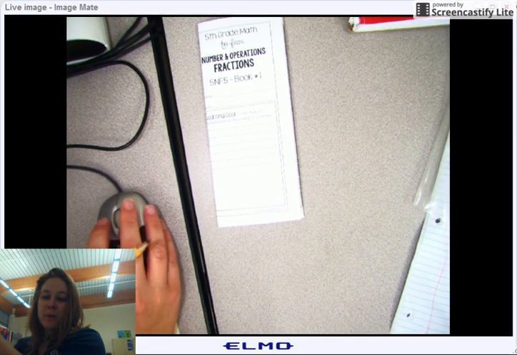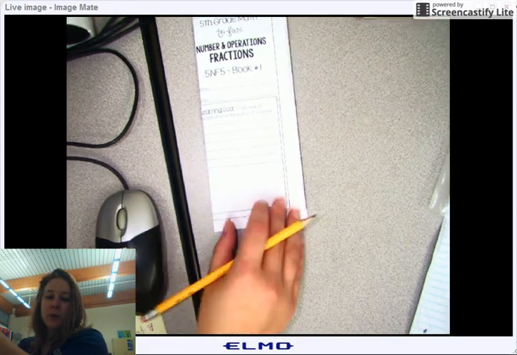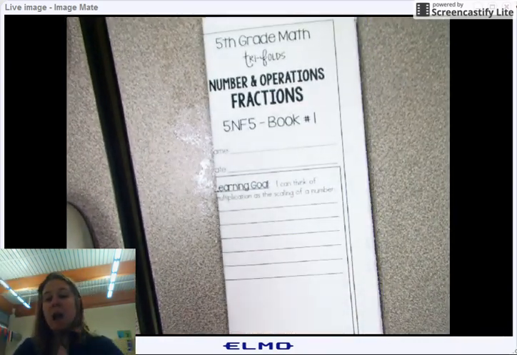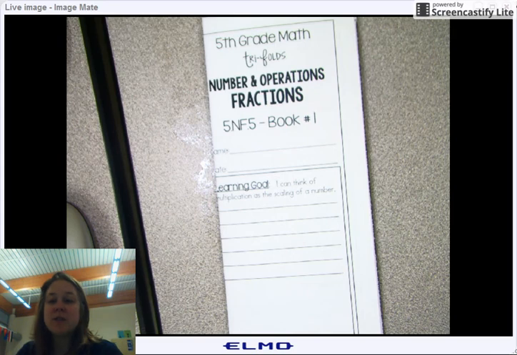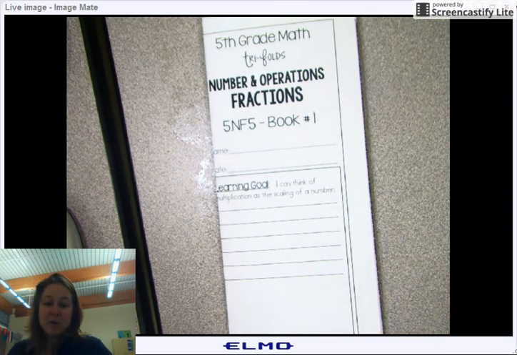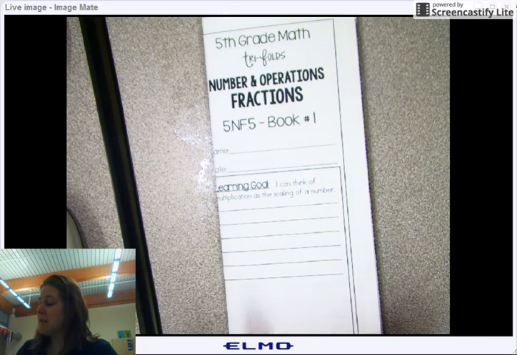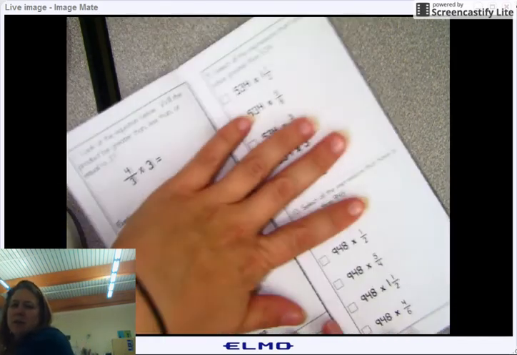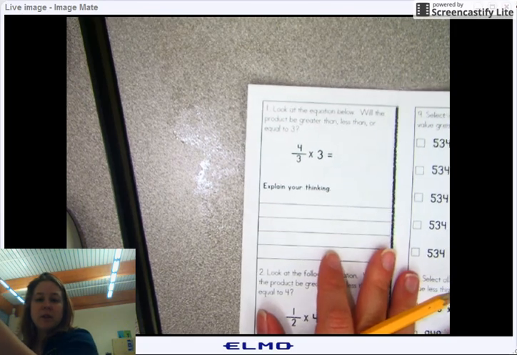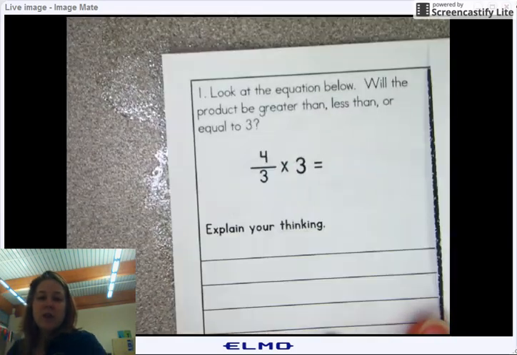Okay, guys, good morning. We're going to work on 5.NF.5 today, which is dealing with fractions. I'm sorry about that. So we're going to be working with fractions today, and we're going to be working with scaling. Scaling only comes into place when we're talking about multiplication and understanding what it means. So we're going to look at the first equation right here, and it says, look at the equation below.